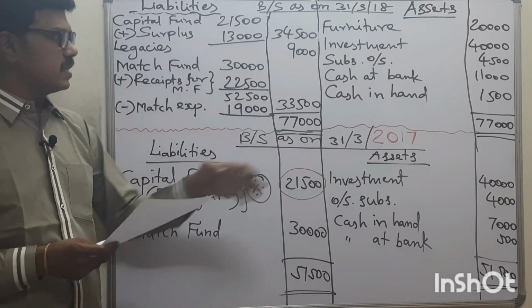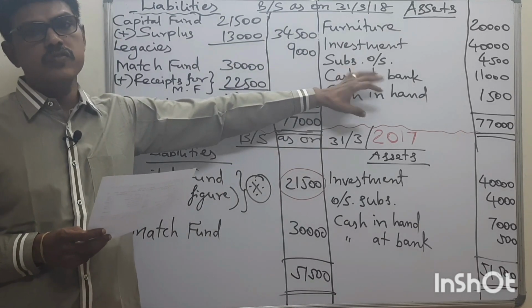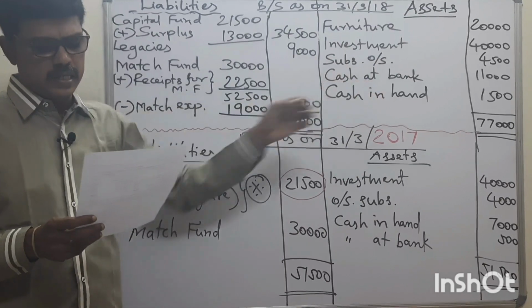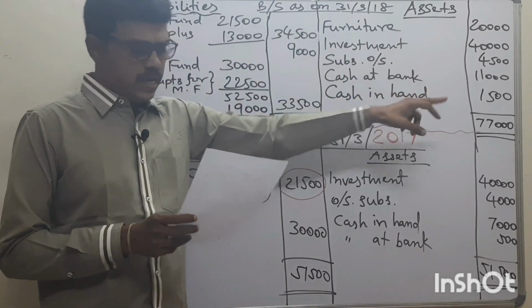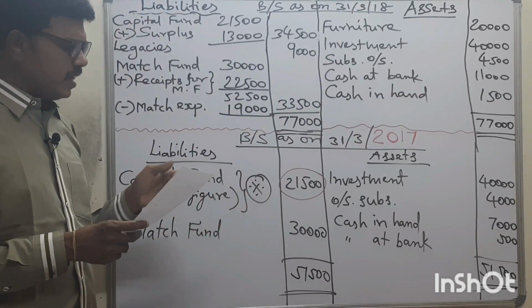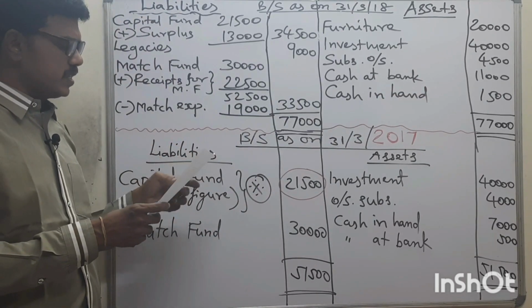Cash and bank balances will appear in the asset side. Closing cash and bank balances: cash in hand 1,500, cash at bank 11,000 rupees. We should see from the receipts and payment side.